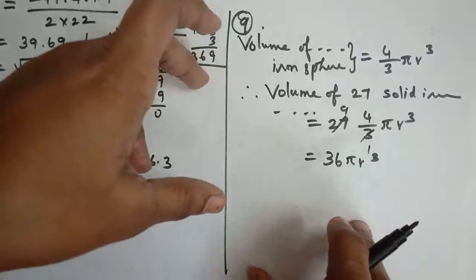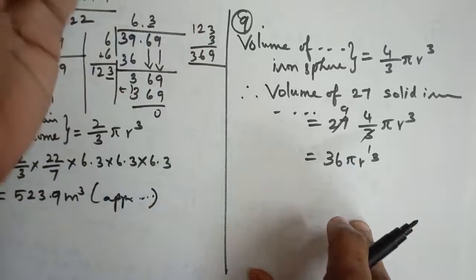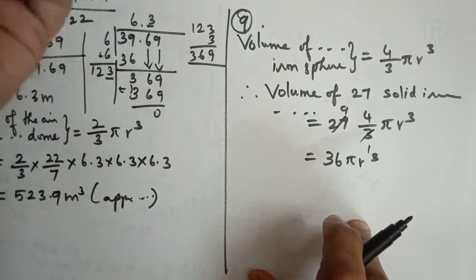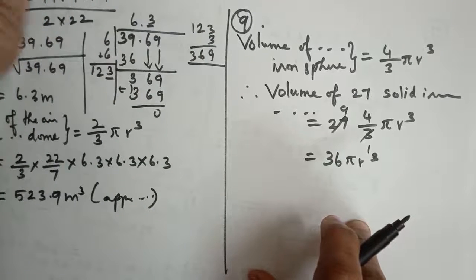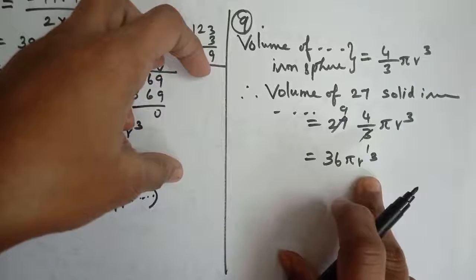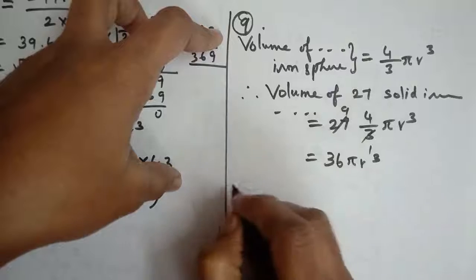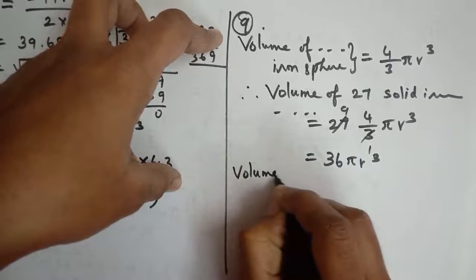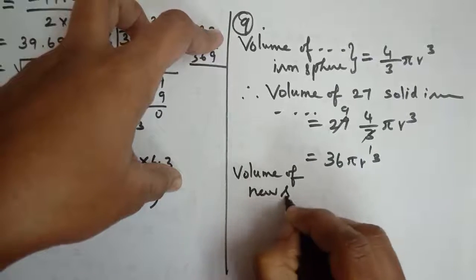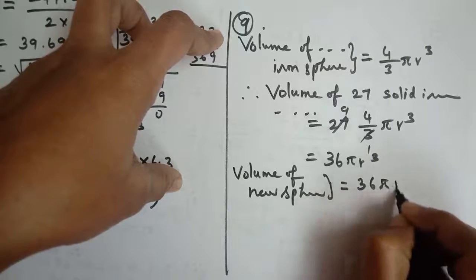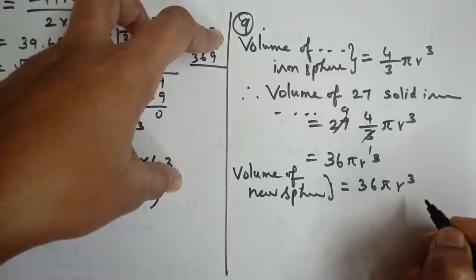So the volume of the new sphere is also 36 pi r cube. Both are equal, na? The 27 solid iron spheres are melted to form a new sphere, so both volumes are equal. Volume of the new sphere is also equal to 36 pi r cube. Is it clear?